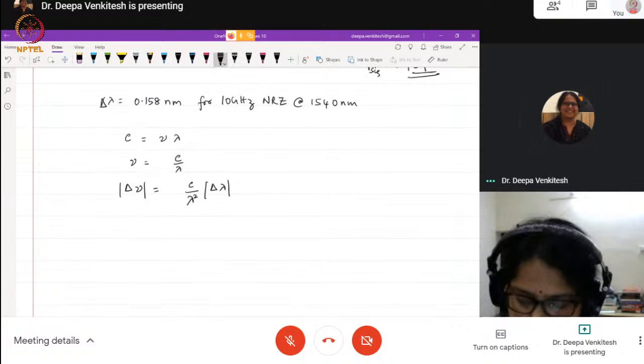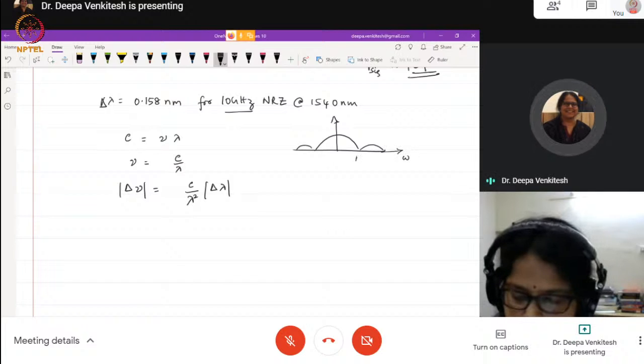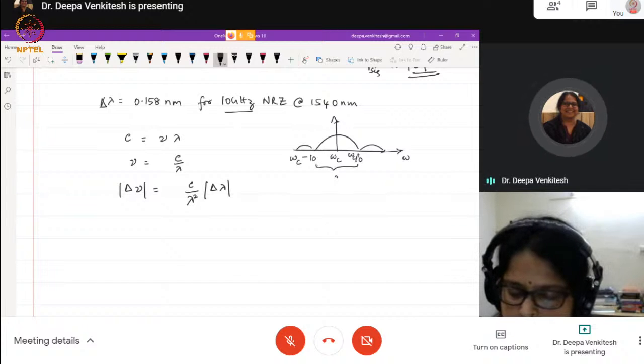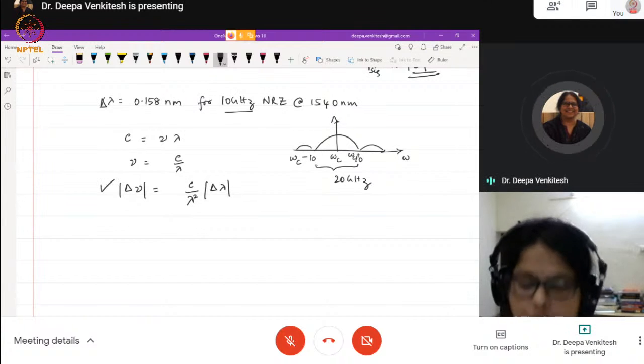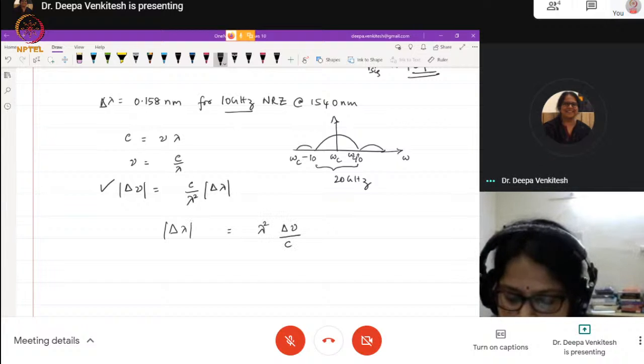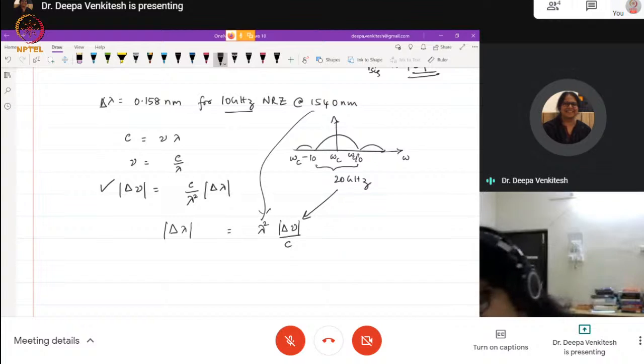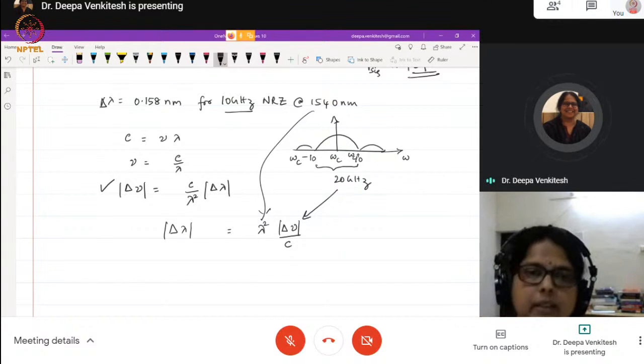So for 10 gigahertz NRZ system, this is how the spectrum looks like. You will have the first null at omega c plus 10, and the other null at omega c minus 10. So the spectral content is 20 gigahertz. So delta lambda is nothing but lambda square delta nu divided by c. So delta nu is known, lambda is known, c of course you know is 3 into 10 power 8. Substitute this, you will get delta lambda.